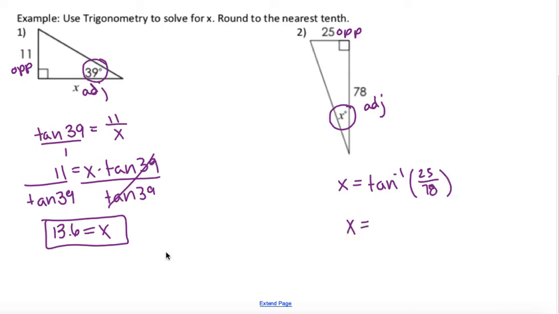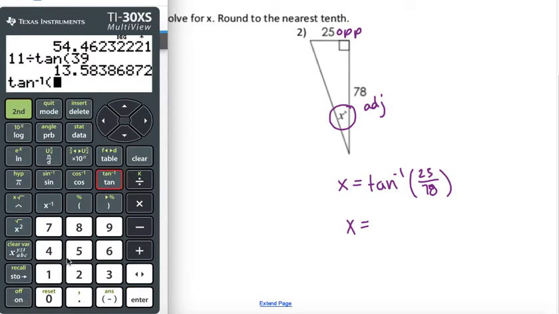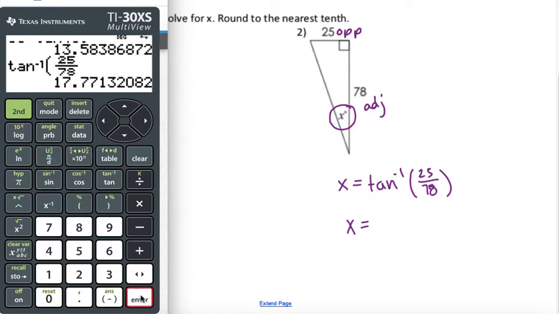So to my calculator for angle, I'm going to use second inverse tangent, 25 over 78. And so that angle is small. It's about 17.8 degrees.